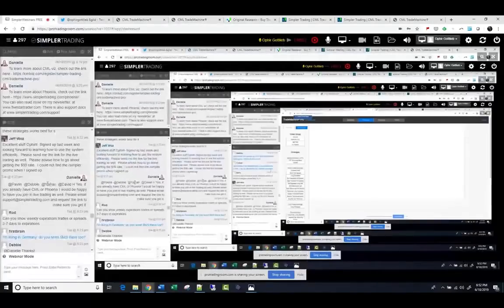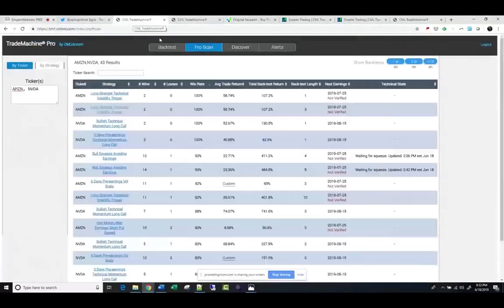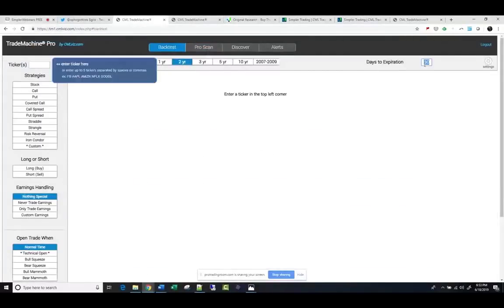Can you show weekly expiration trades or spreads 3 to 7 days to expiration? So the way you change days to expiration on the backtest tab, that is the options you're using, is just right here. You can do 1 day, 2 day, doesn't matter. Now, if there's no such thing as a 1 day option, it's going to find the thing closest to a 1 day option, which is probably a 7 day option, right? We don't make up options in Trade Machine. This is all real data. But that's how you change the days to expiration. And you test different things.